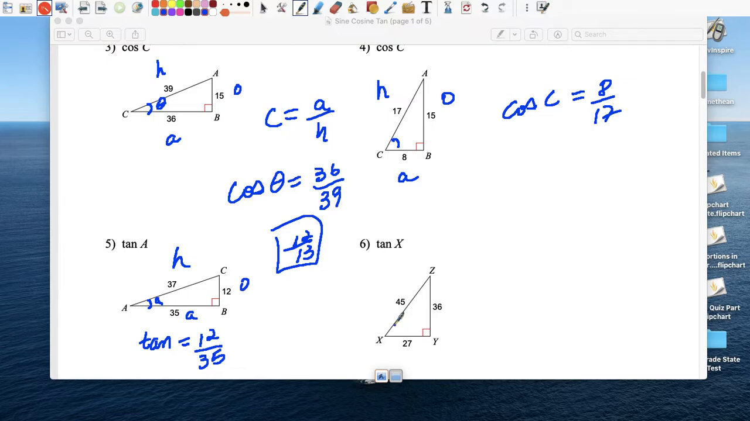Tan of X, here's X. Again, here's opposite, hypotenuse, adjacent. Opposite is 36, the adjacent is 27, all right? So you can simplify that, can you? We get divided by 9, 4 over 3. Okay.